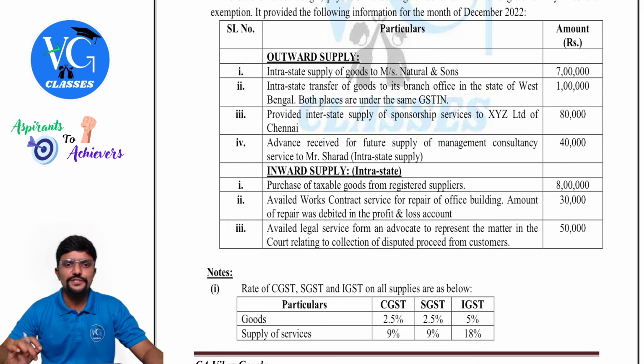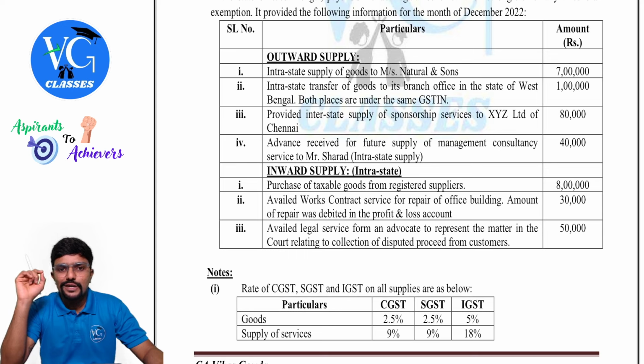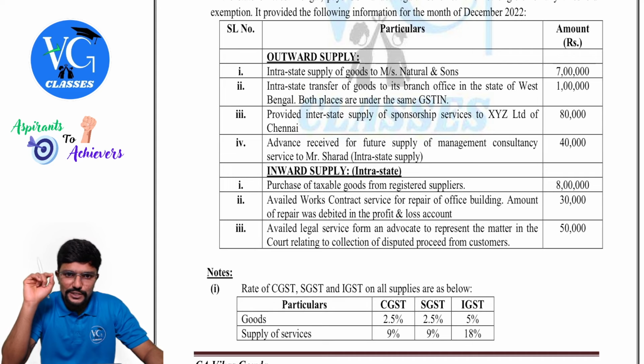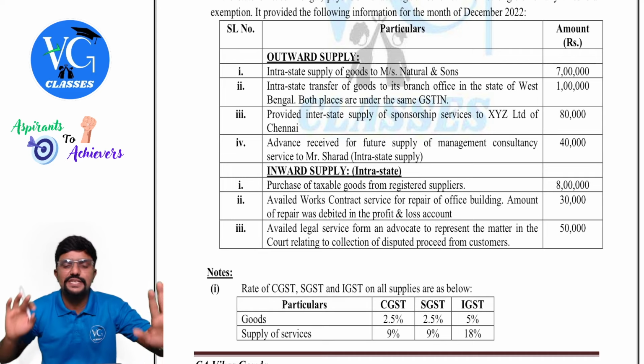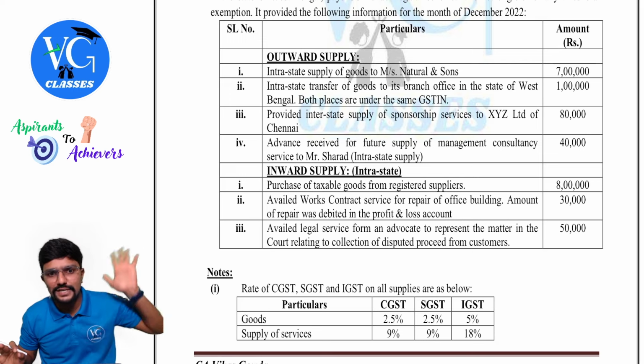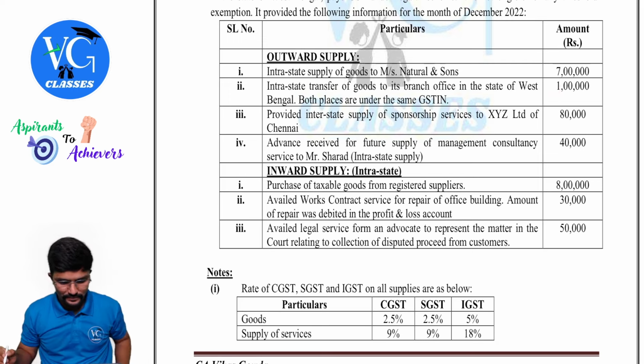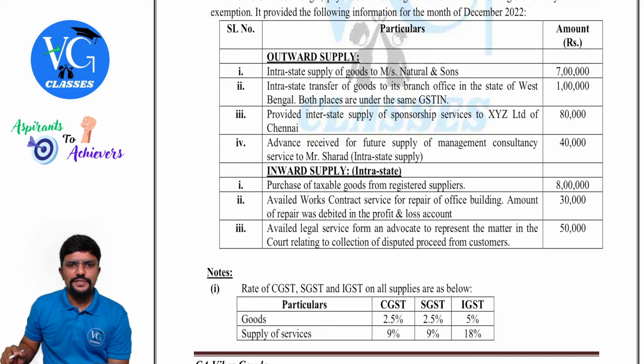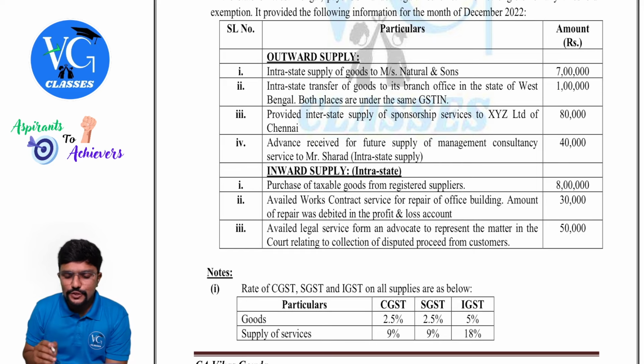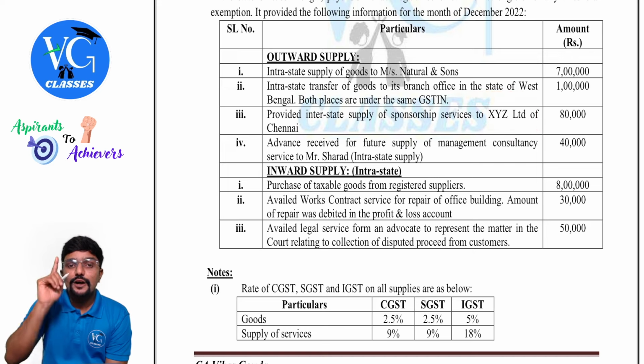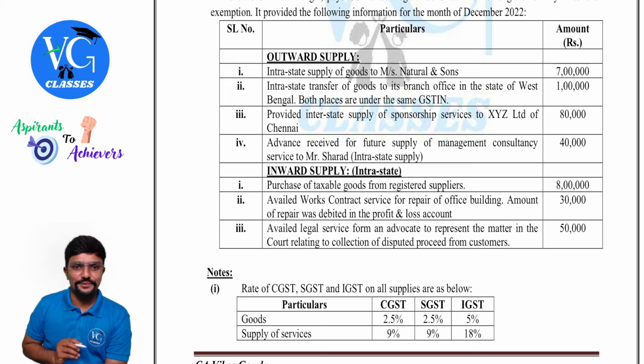Okay. Outward supplies. Intrastate supply of goods to Natural and Sons, 7 lakh. Intrastate transfer of goods to its branch office in the state of West Bengal. Both places are under the same GSTIN, not a distinct person, hence not a supply, guys. 1 lakh. It is not a distinct person, as they are under the same GST registration. Provided interstate supply of sponsorship services to XYZ Limited of Chennai, Body Corporate, 80,000.